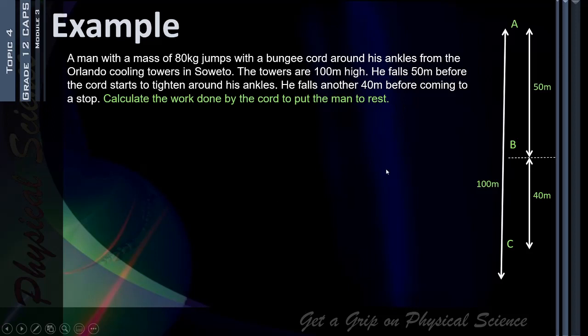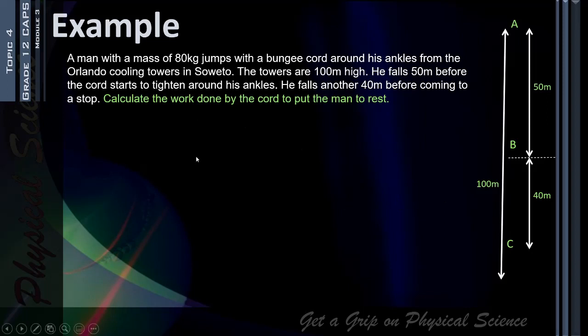Calculate the work done by the cord to put the man to rest. Now, we know in real life that if you have a bungee cord around your ankles, you will move up again. But they didn't mention that, and for our purposes here, we have to accept now that the man was put to rest at position C. So it stops at C.